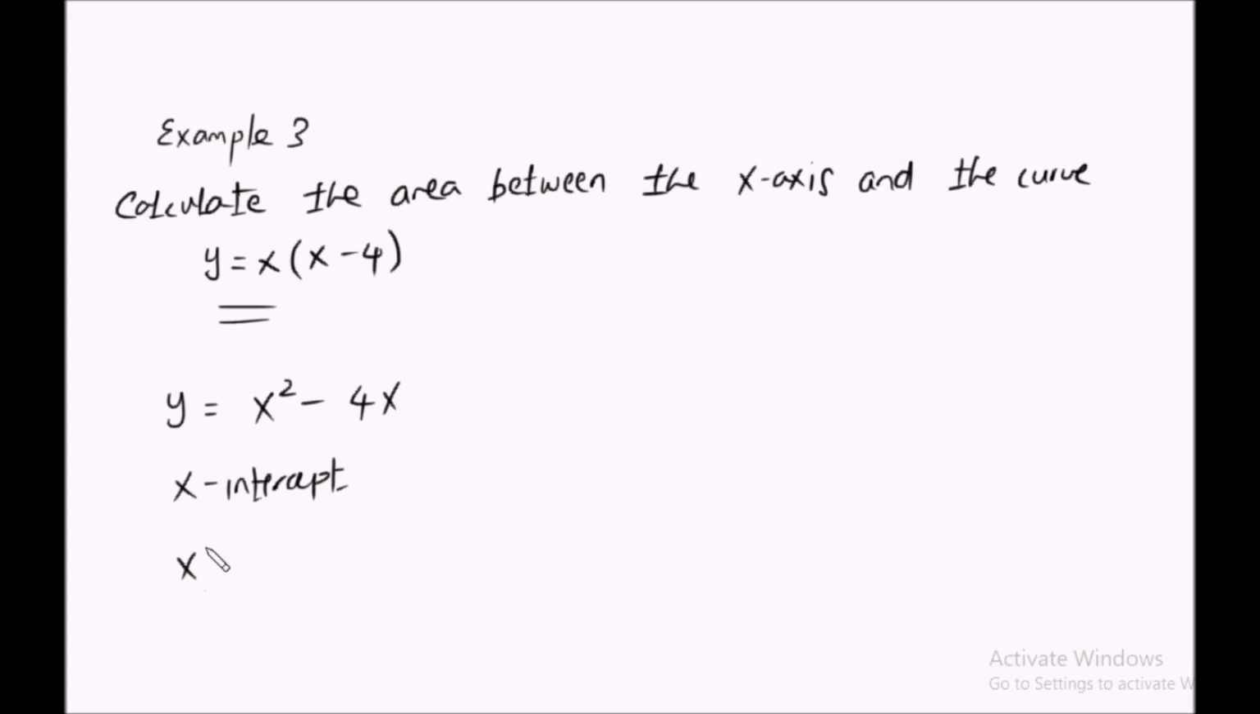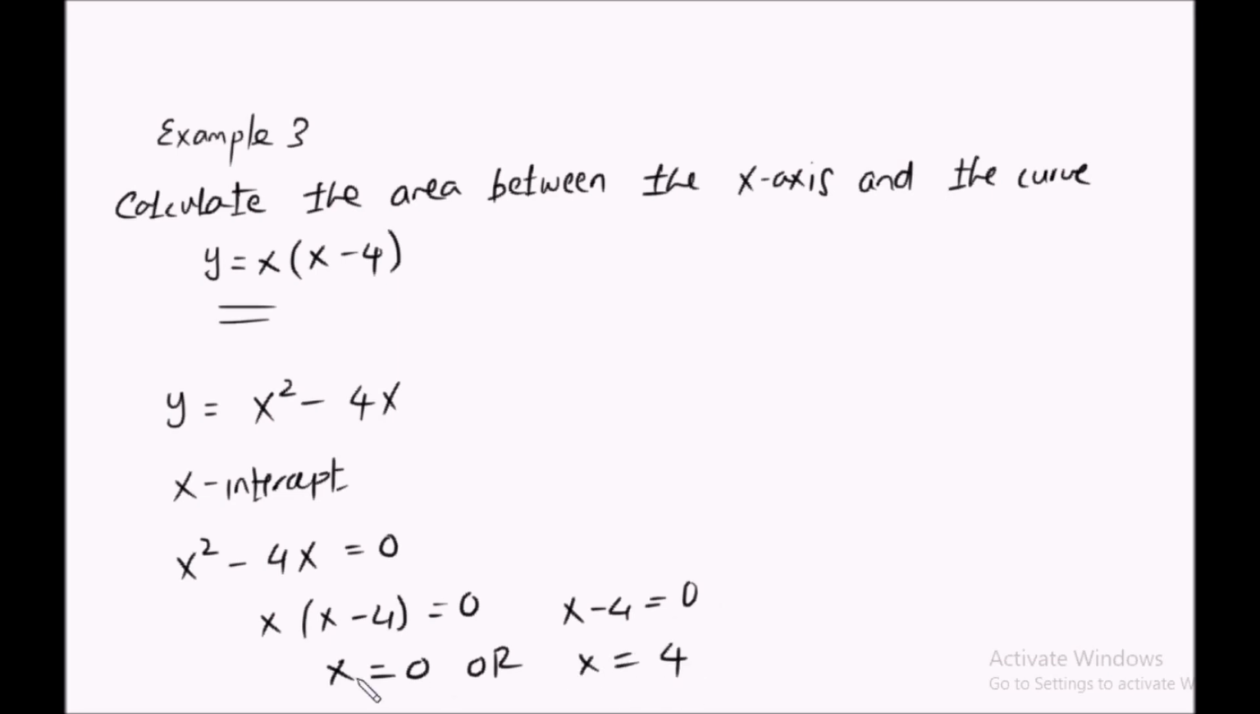The x-intercept means y is equal to 0, so it becomes x squared minus 4x equals 0. So we have x, and then x minus 4, equals 0. So x is equal to 0, or x minus 4 equals 0, which is x equals 4. So we have two x-intercepts, 0 and 4. Now we need to find the y-intercept. The y-intercept means x equals 0. So it becomes y equals 0 squared minus 4 times 0. So the y-intercept is 0.